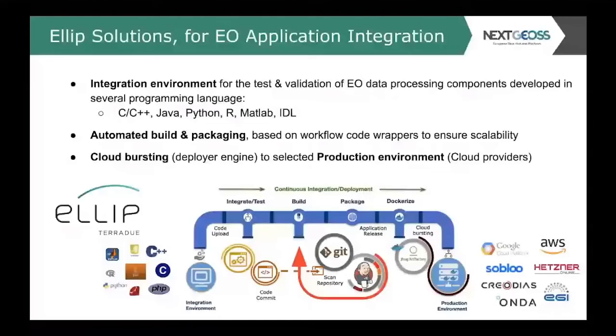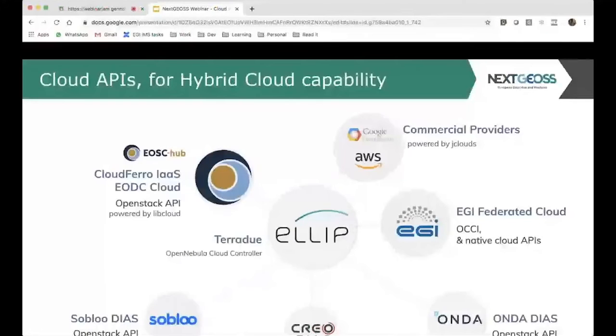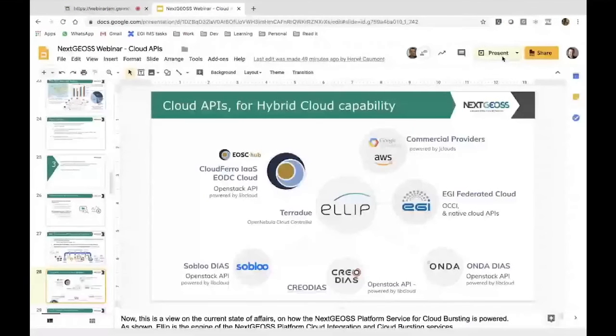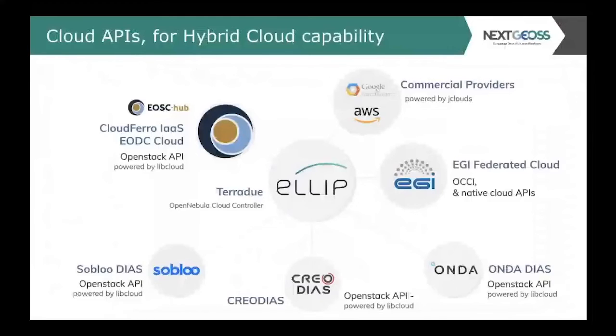So on the NextGEOSS platform service for cloud bursting, this service is powered, still waiting for the slide. This service is powered by an engine on Terradue Cloud Platform. Yes, you can move on to the presentation mode. It's getting slower and slower. Yeah, fine. That's fine. Thank you.